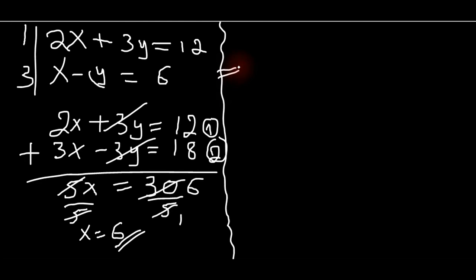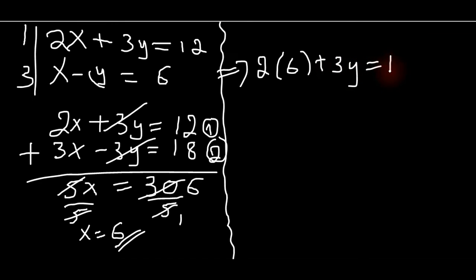So this implies 2 into 6 plus 3y will be equal to 12. 2 into 6 is 12, plus 3y is equal to 12.